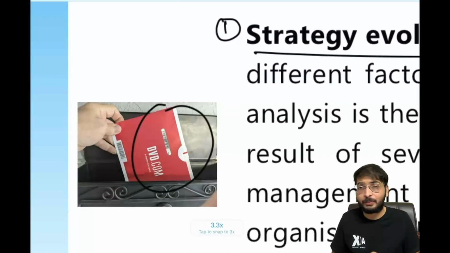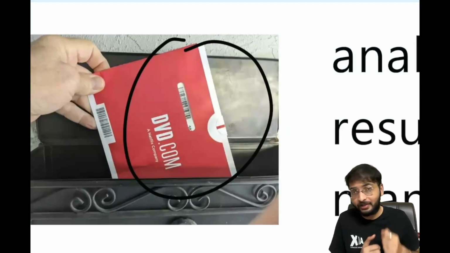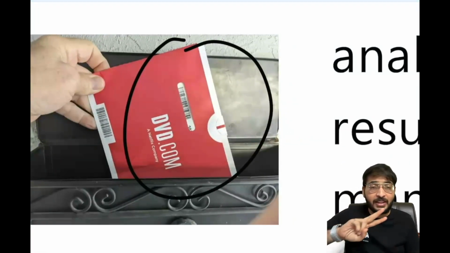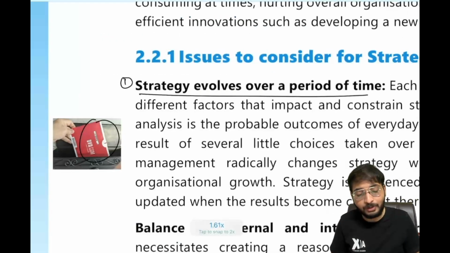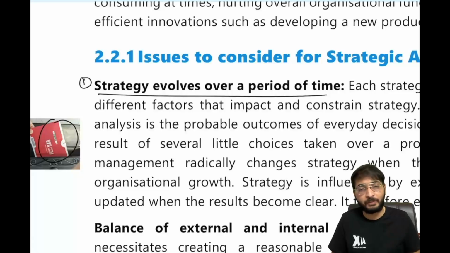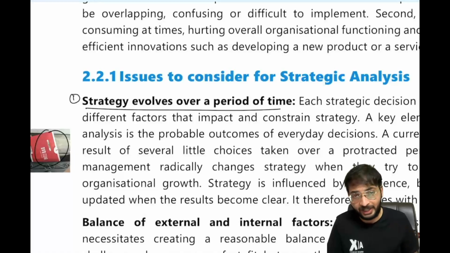And the classic example is Netflix. If you see, earlier they used to sell DVDs. From DVDs, they have moved to OTT content. And if you see now, Netflix is producing its own web series also under the name of Netflix Originals, right? So this is what it means that strategy evolves over a period of time. It is not stagnant, so it should also evolve over the period of time.